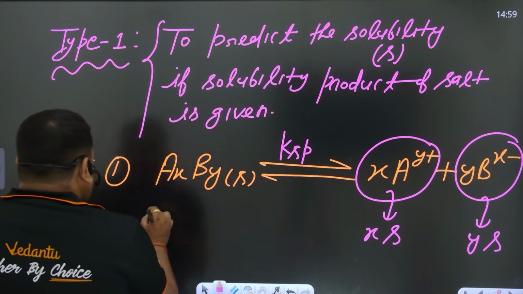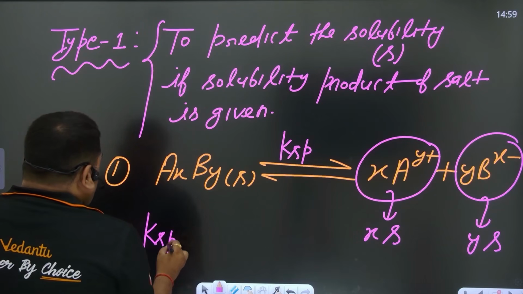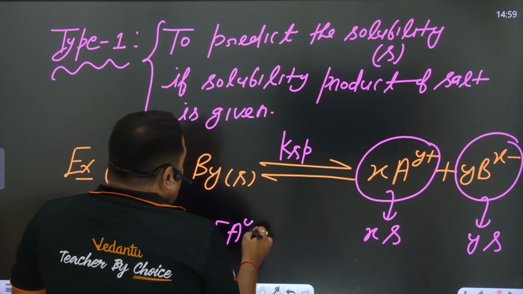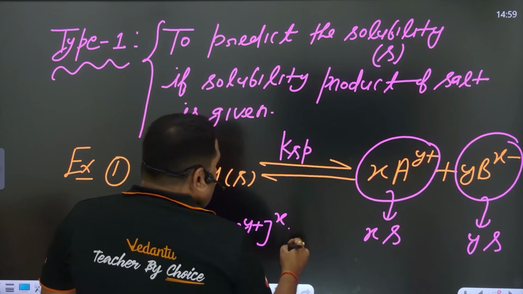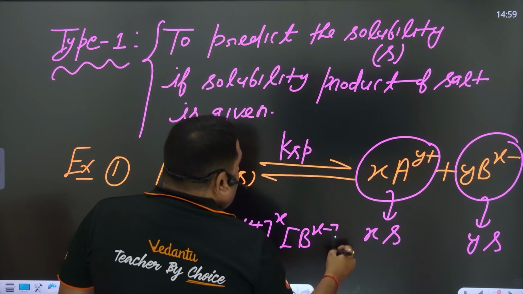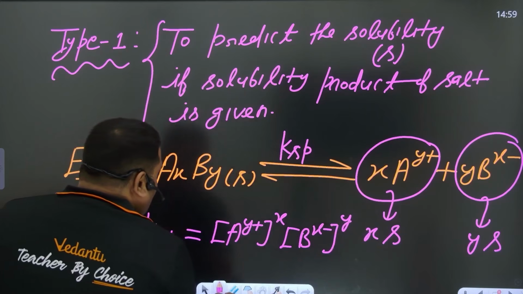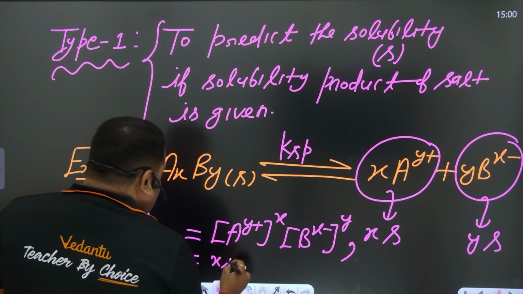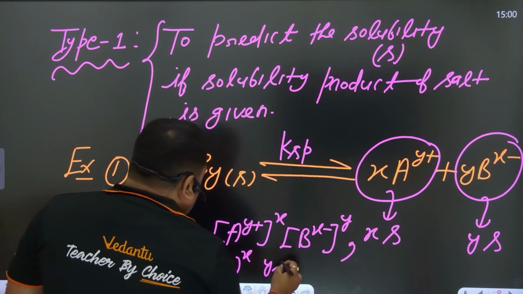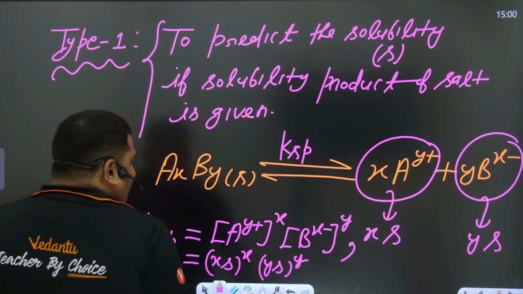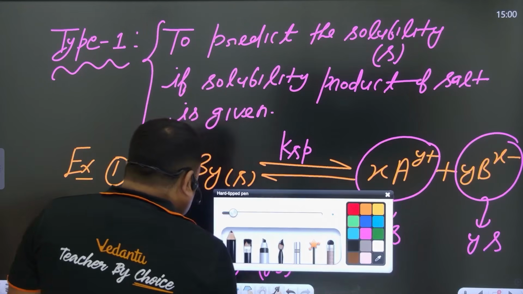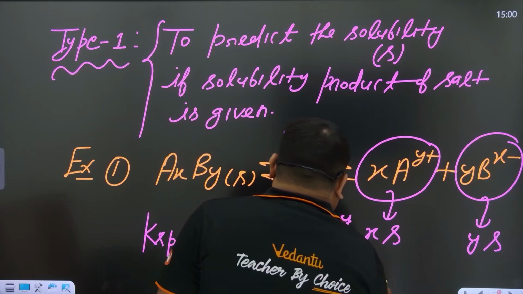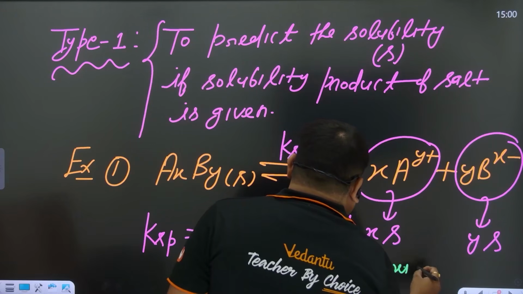So here the KSP, and KSP is what? Solubility product, right? So KSP is equal to concentration of A^(y+) to the power x and B^(x-) to the power y. Now you have to put the values in terms of solubility here. So in terms of solubility, this is (xS) to the power x and this is (yS) to the power y. Now if you solve these values, you get x^x, y^y, and S to the power x plus y.